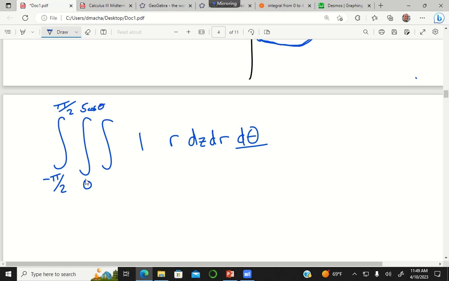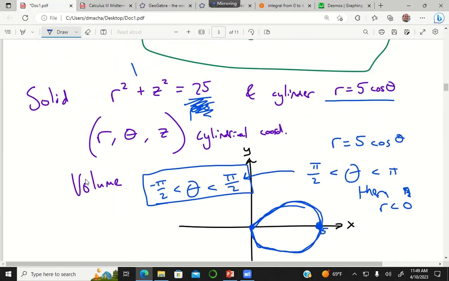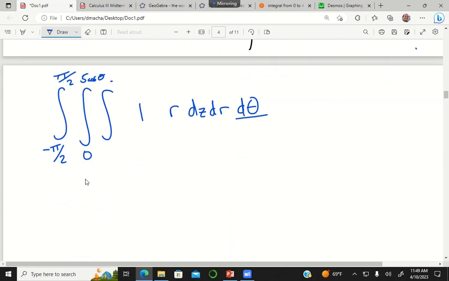Okay, and then z is allowed to be a function of R and theta, but I can actually really easily describe my upper bound on z using this. My upper bound could be square root of 25 minus R squared. So let me do that for the upper bound on what my z value can be. And then for my lower bound, I could say that's negative square root of 25 minus R squared. R dz dr d theta. Okay, so now we just got to evaluate this thing.